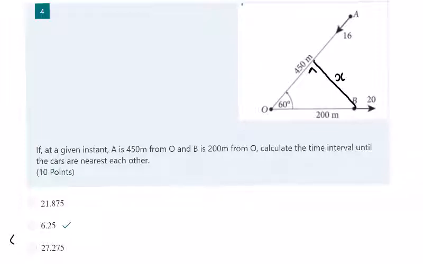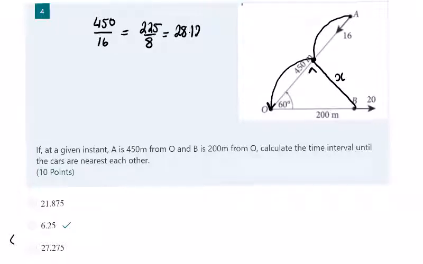My shortest distance x here. So we have to find out how long it takes A to get from here to here. Most of these questions we get one of the cars to the junction, so let's get A to the junction. It might make this question easier for us. A is 450 away from the junction at 16 meters per second. That's going to be 225 over 8, which doesn't simplify any further. So that's going to be 28.125 seconds for A to get to the junction.